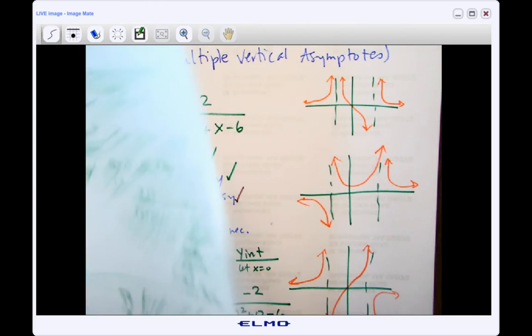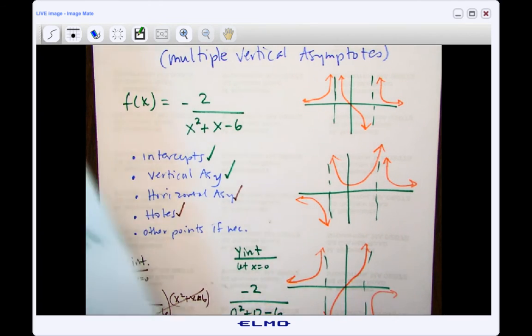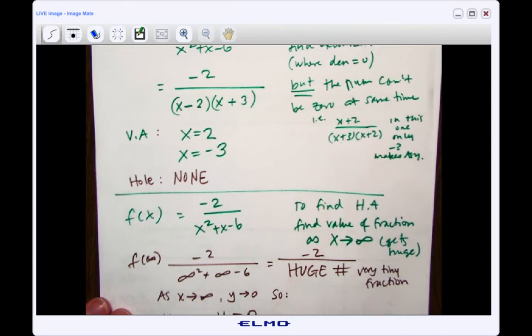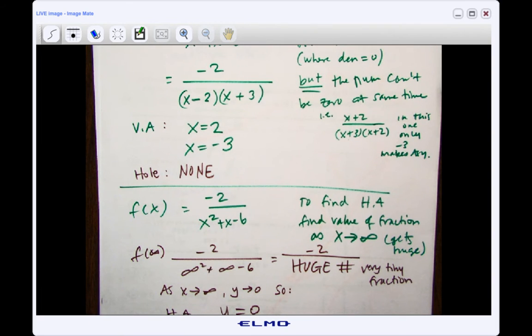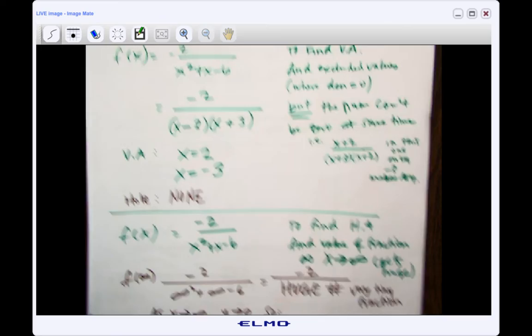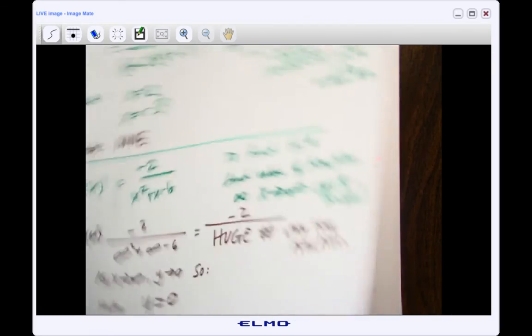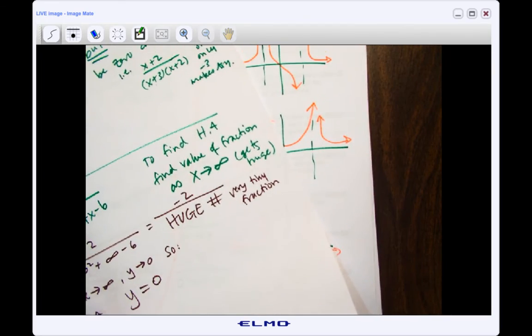Okay, so holes are good. Now, other points, if necessary, I'm going to wait and see if it's necessary. I'm going to start graphing this one. Okay, so this is the fun part. You ready? I'm going to take all this information that I had, and I'm going to start to graph.